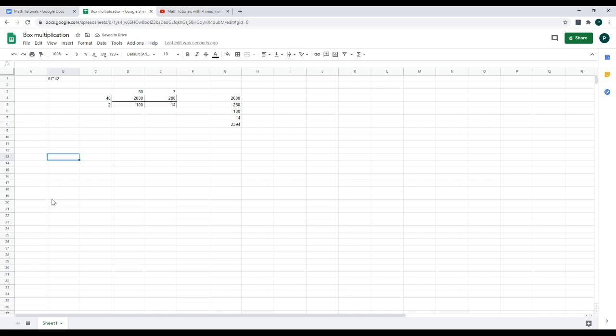Let's do a much more complicated box multiplication problem. Just for proof of concept, let's go for a 4-digit by 4-digit problem. I'm just typing numbers totally randomly, and I can't see what I'm typing. So now we're going to do 8,374 by 4,237.